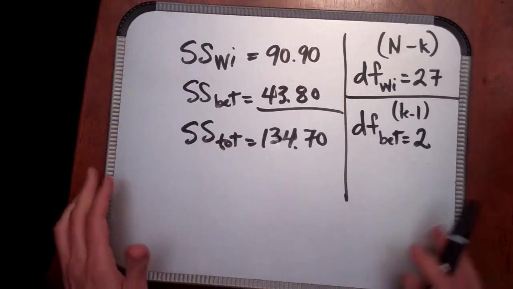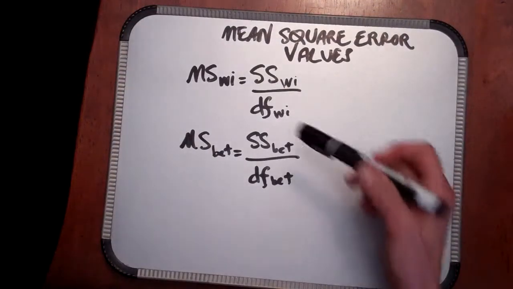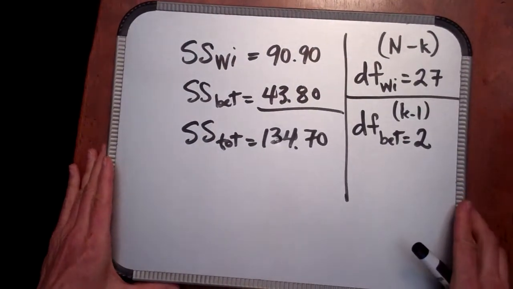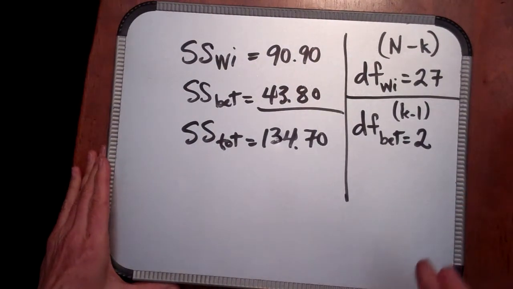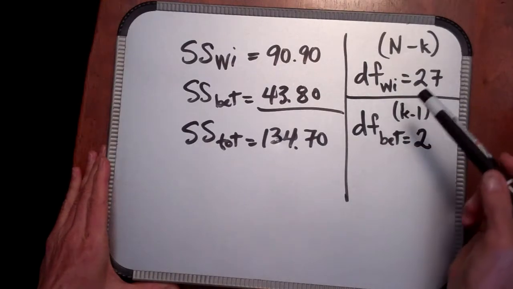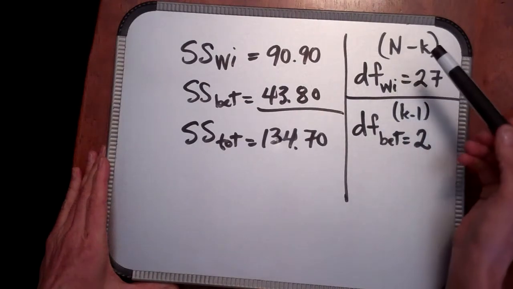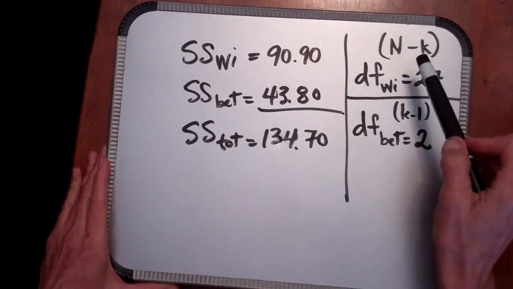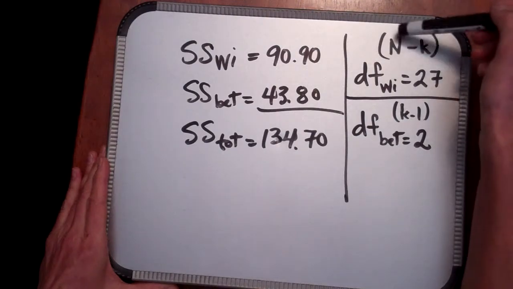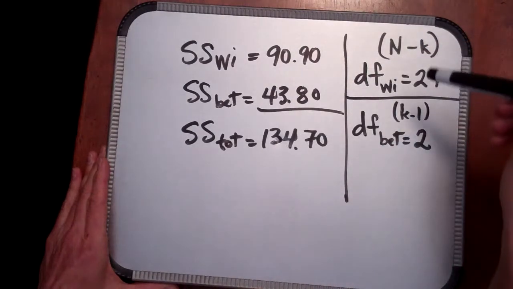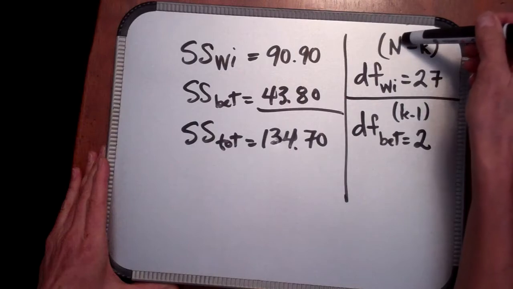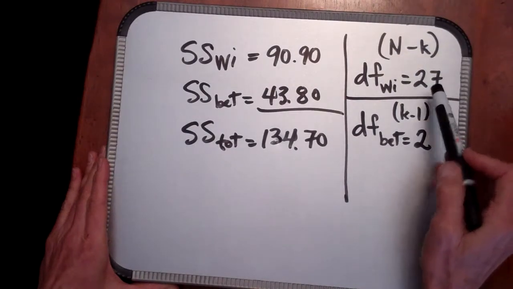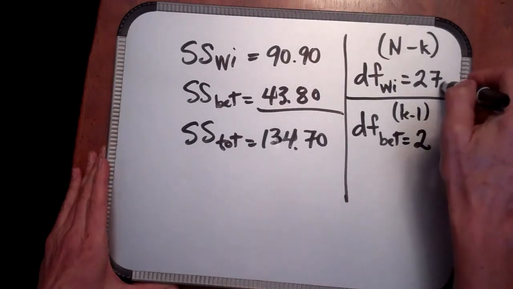Now, in order to calculate mean square error values, we do need to know also the degrees of freedom within and degrees of freedom between. And we looked at those values in a previous step, and just to remind you of that, degrees of freedom within is calculated by simply subtracting the number of groups from the total sample size. Total sample size, that is big N, all of the groups added together in this example is 30. Minus k, the number of groups is 3. 30 minus 3 is 27. That's your degrees of freedom within.